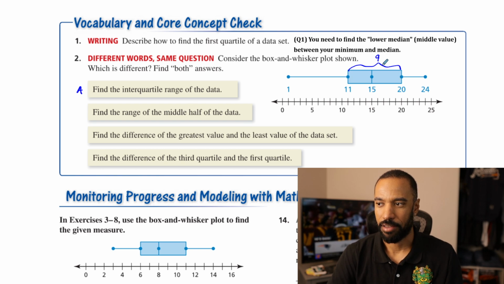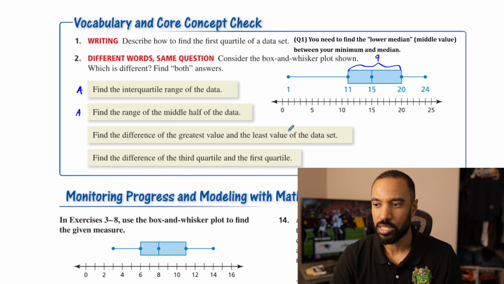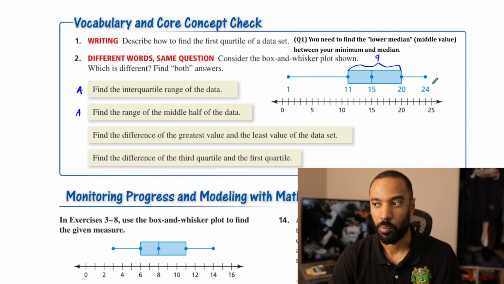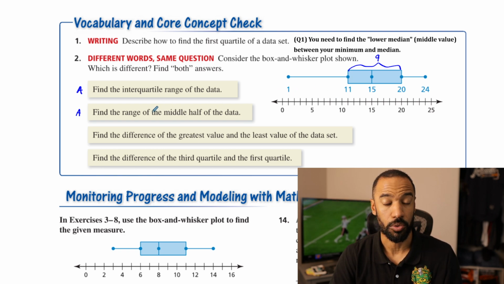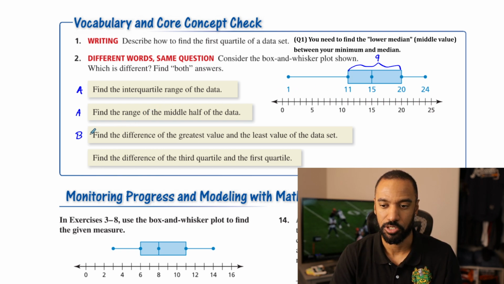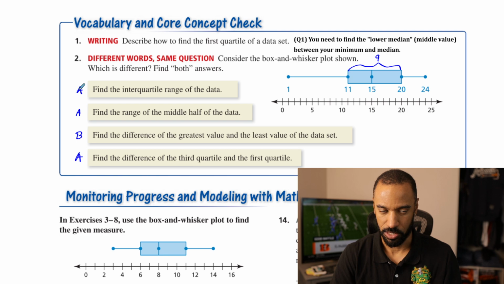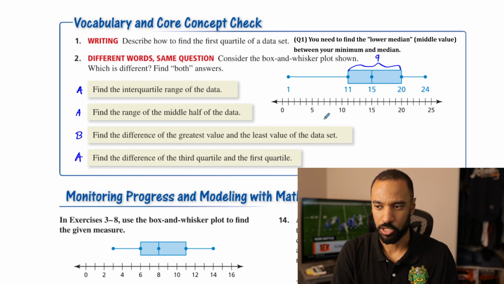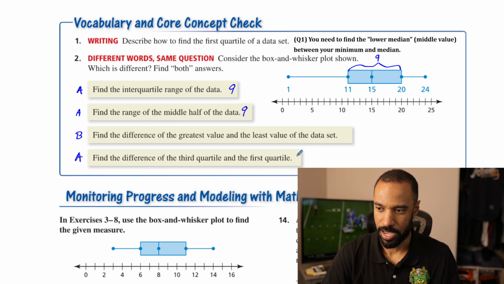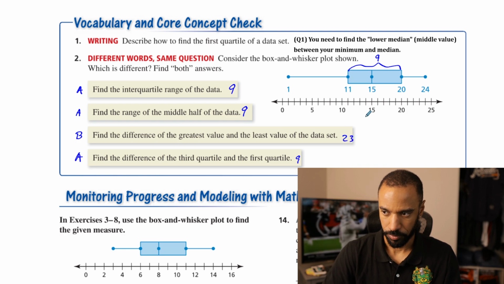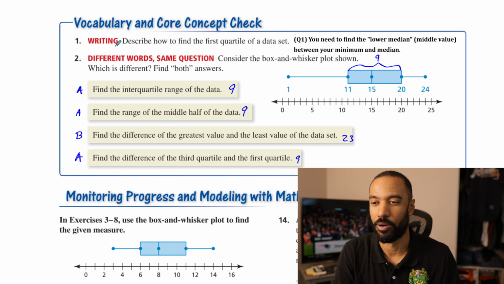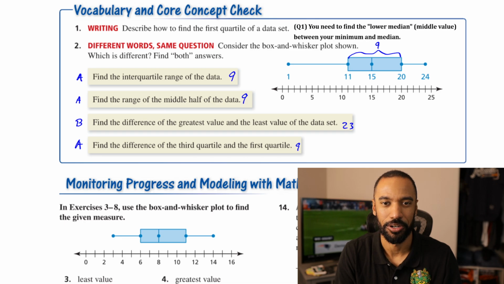Find the range of the middle half of the data. That's the same information as interquartile range. The difference of the greatest and least value of the data set, that's the range. That's from 24 to 1, and that's 23. That's the different answer there. Find the difference of the third and first quartiles, the interquartile range of that middle half. So this is the different one. These are the same: this is 9, 9, 9, and that is 23. Y'all, there's an outer quartile range and inner quartile range, I suppose.